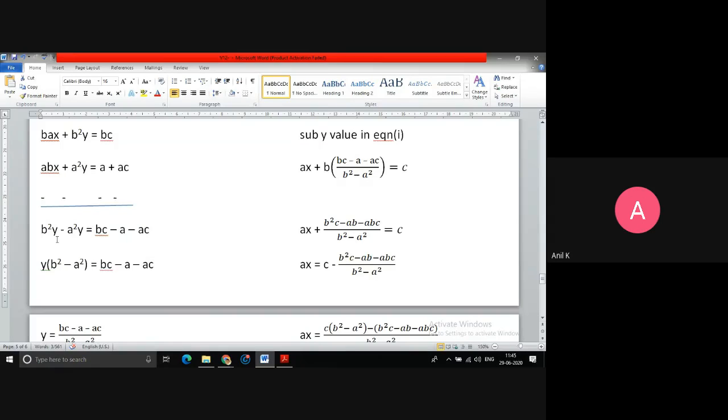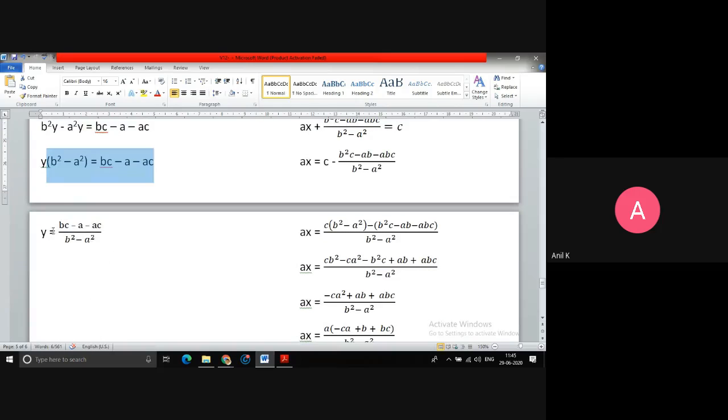What you can do here is take y common from both the terms. Yes, we can take y common from both the terms. So if I take y common, what do you get? y times (b square minus a square) equals bc minus a minus ac. So therefore y equals, this b square minus a square is multiplied with y, so when it comes to after equality, it will go to the denominator. So y value is (bc minus a minus ac) upon (b square minus a square).